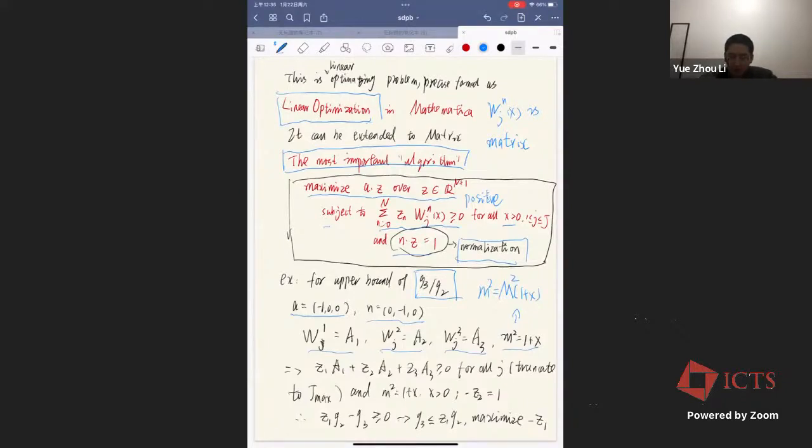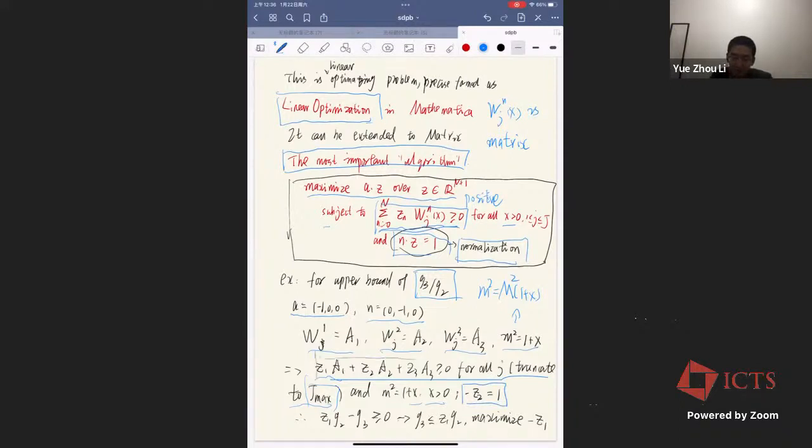So how does this algorithm work? We wish to find Z1, Z2, Z3 such that Z1 times A1 plus Z2 times A2 plus Z3 times A3 is positive for all J, which in this case is just even spin. But of course, in practice, you have to truncate it to some maximum spin. And M squared equals 1 plus X, where X is positive. And notice it's subject to two conditions. One is the positivity condition, one is a normalization. And now the normalization is minus Z2 equals 1.